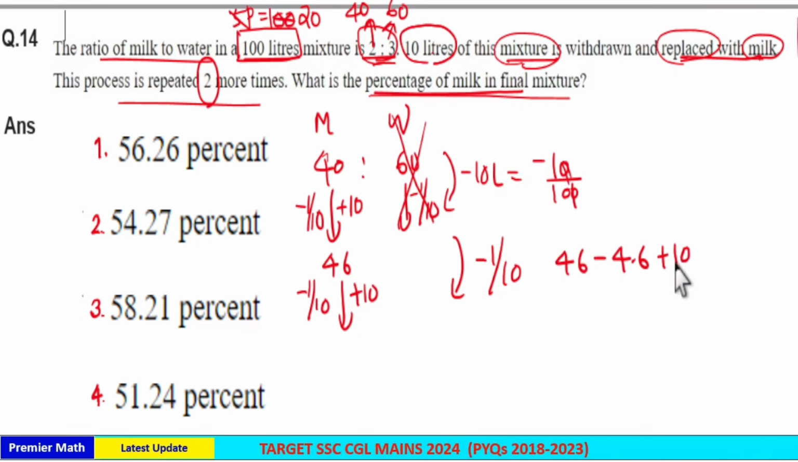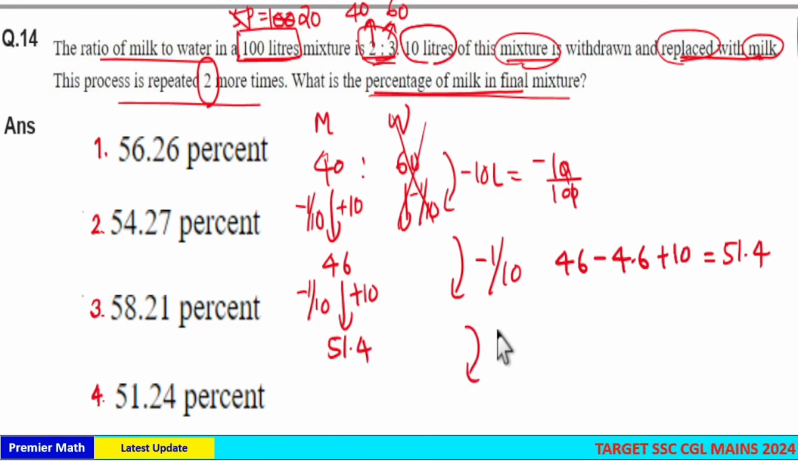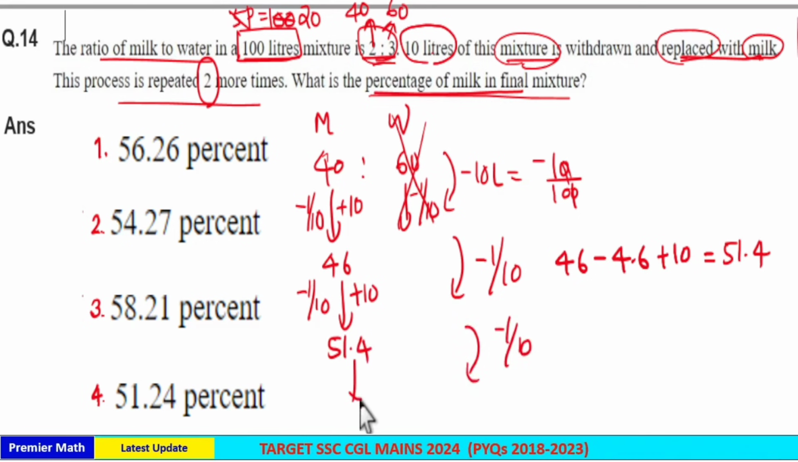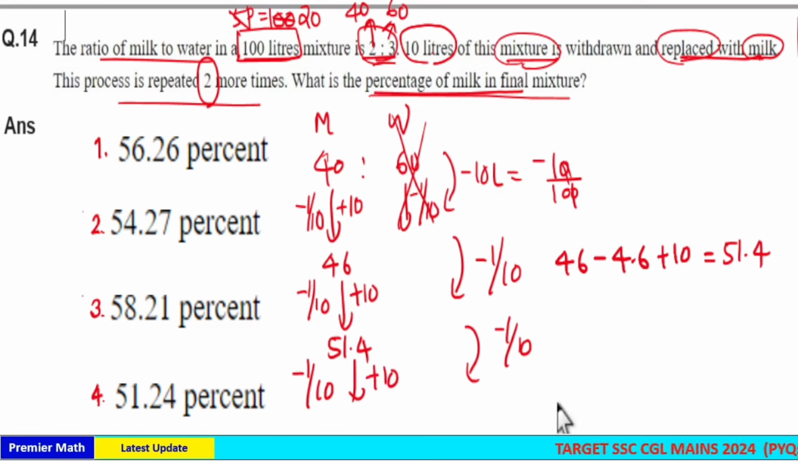So 46 plus 10 is 56. 56 minus 4 is 52. 52 minus 0.6 is 51.4. Milk quantity is 51.4. Again, you are repeating this process. That is, you are taking out 1 by 10 of 51.4 and adding 10 liter.